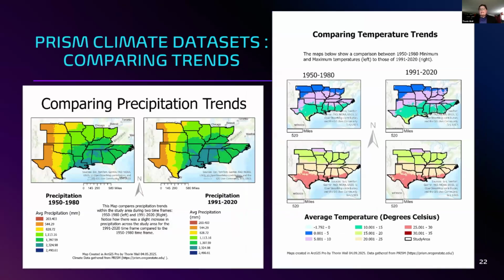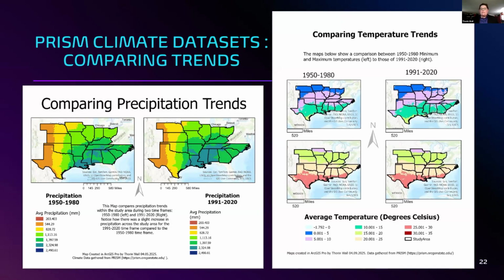With the PRISM climate data sets, the way that they were put together, I couldn't do the Moran's I or the hotspot analysis on these, but I was able to compare them in a slightly different way. So first of all, I just compared side by side for the precipitation trends, in which I found that there was an increase in precipitation across the study area.